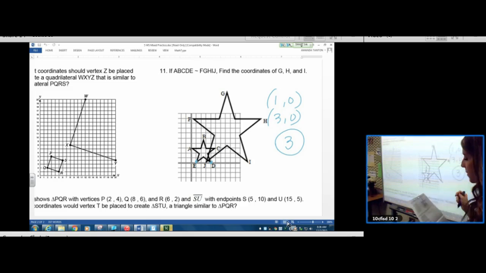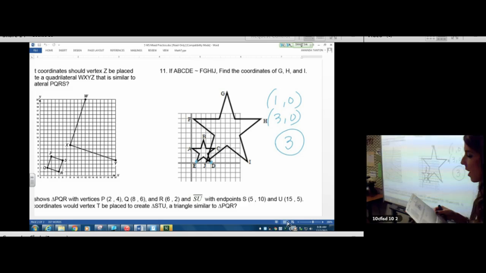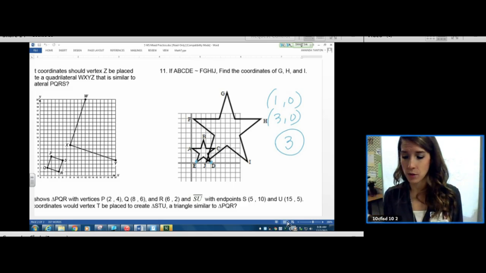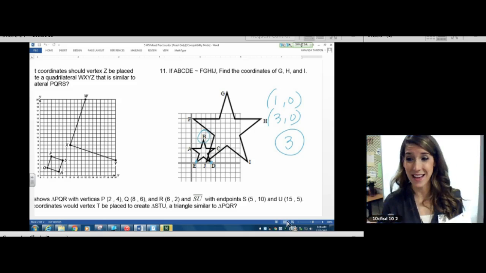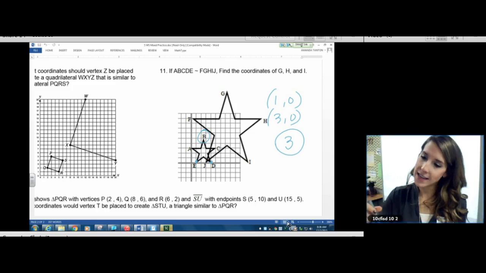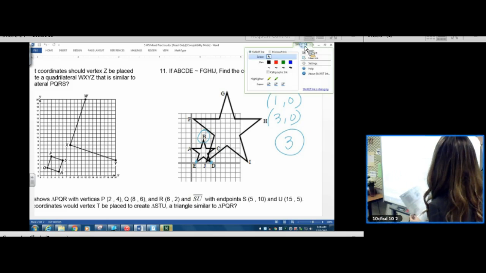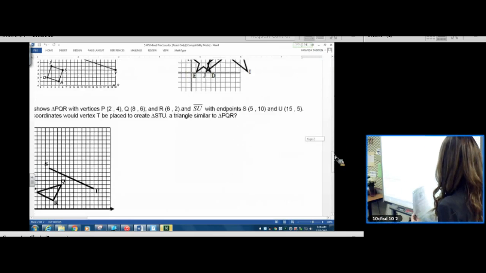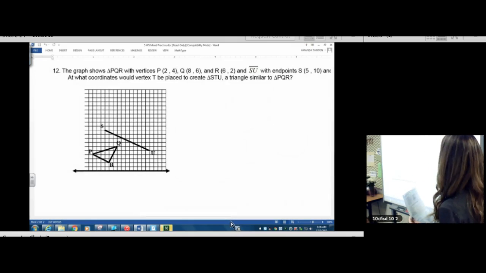Scale factor is 3. That means that this star has been enlarged by a scale factor of 3. The result is 3 times bigger. So to find those coordinates, I'm not going to go through this all. I don't want to bore you, but you just find B's coordinates, multiply them by 3. Find C's coordinates, multiply them by 3. Find D's coordinates, multiply them by 3. I'm hoping I'm really driving this point home since we're doing so many coordinate plane ones. All right, last one.